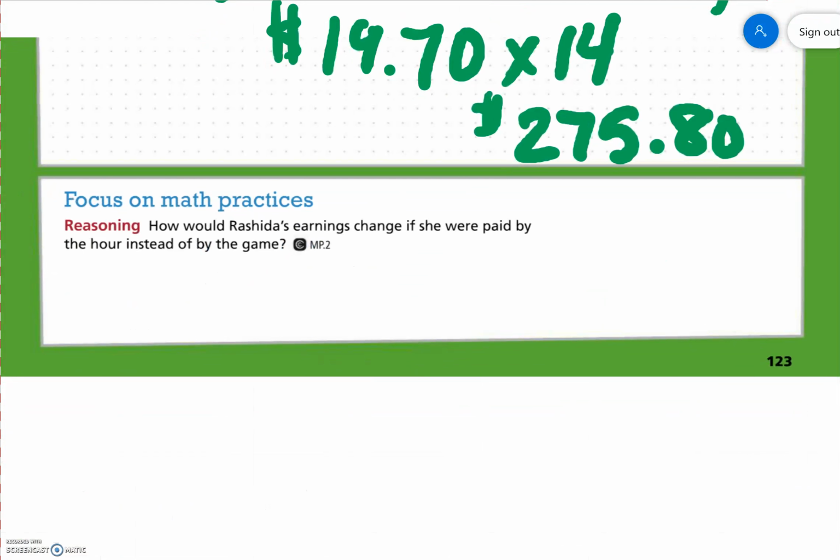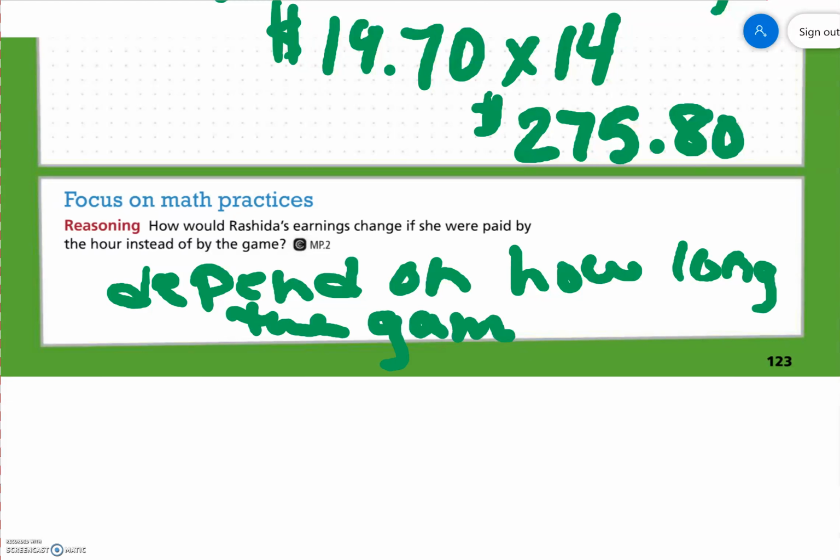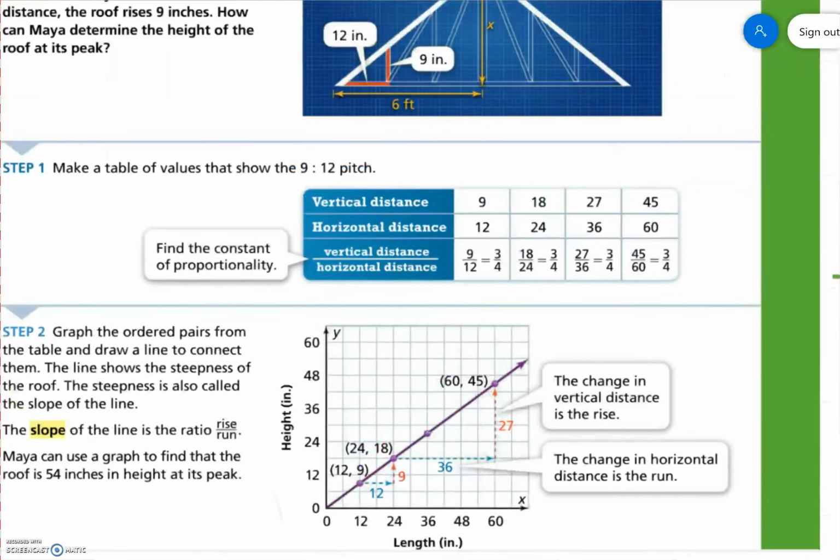Focus on math practices. How would Rashida's earnings change if she were paid by the hour instead of by the game? Well, it would depend on how long the games were. It wouldn't be like a base pay. Next page.